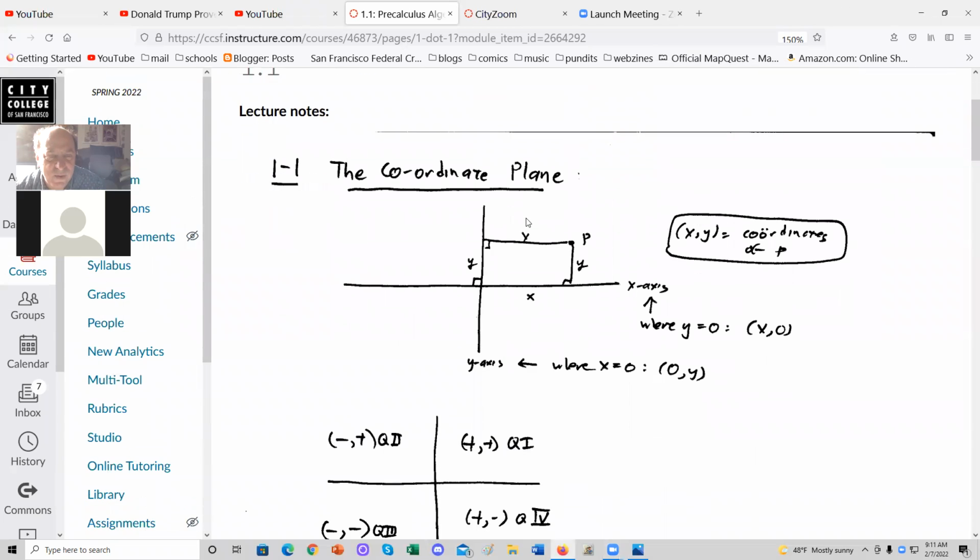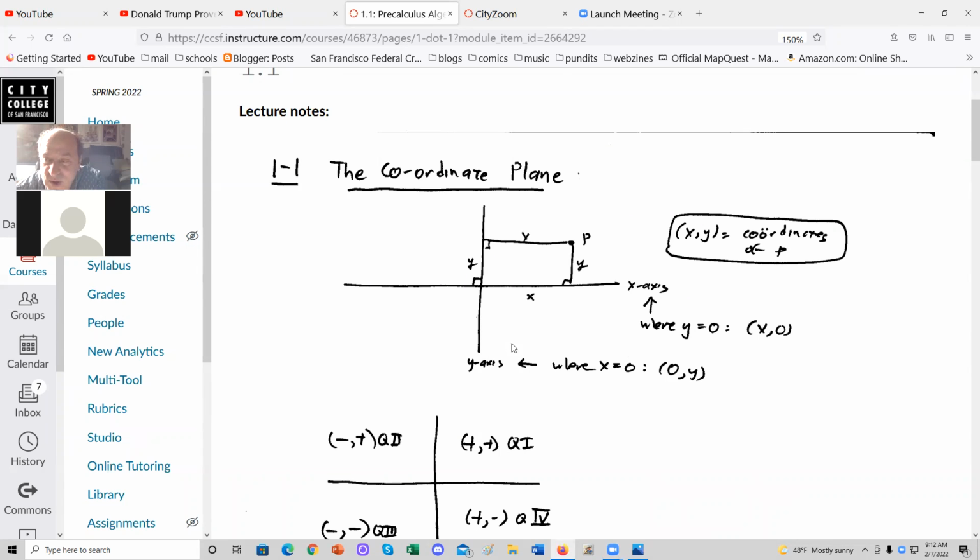All right, for today, we'll be doing 1-1 about the coordinate plane and 1-2 graphs of functions. The coordinate plane is a way to mediate between algebra and geometry. Algebra involves variables, x's and y's, rather than geometry, and is more of a left-brained abstraction.